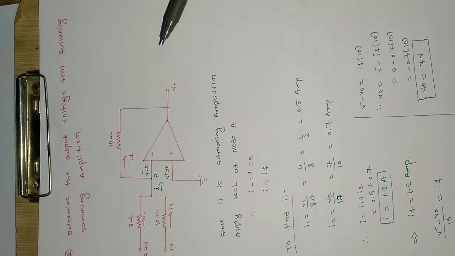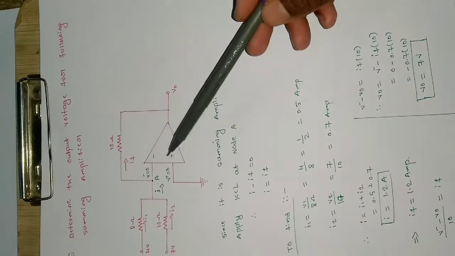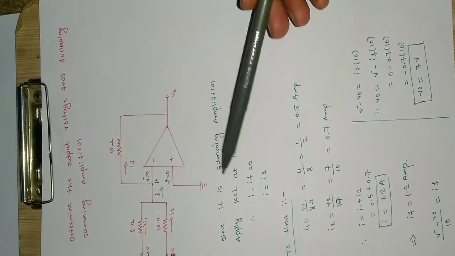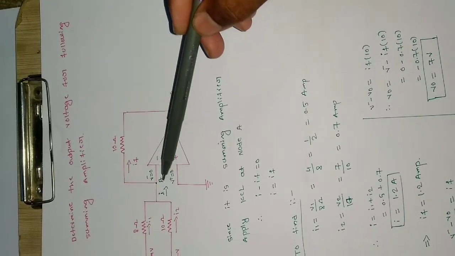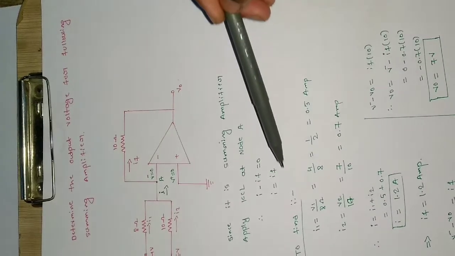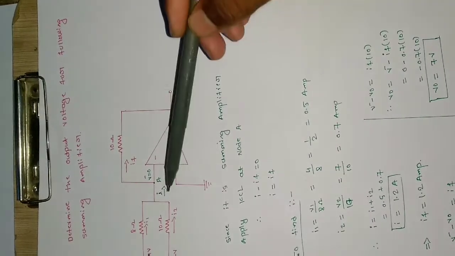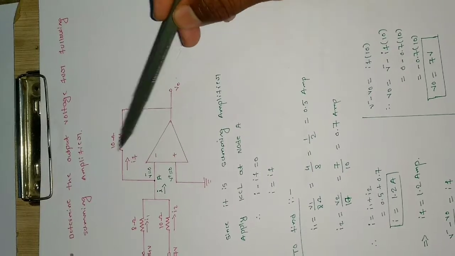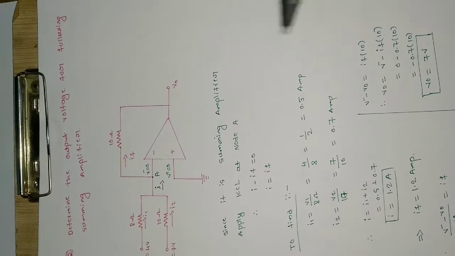Same as before, apply KCL at node A first. It says that the current entering is equal to the current leaving. So I will take it as I minus IF equal to 0. Then it says that I is equal to IF, that is, the current entering here is equal to the current leaving on this side. Okay, so now I have I equal to IF.